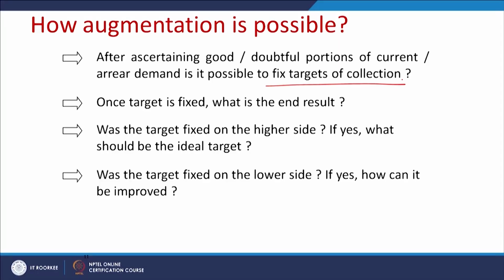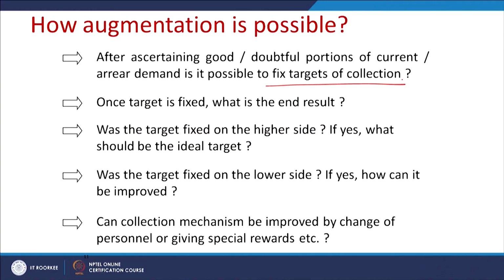Was the target fixed on the lower side? If yes, how can it be improved? If you fix the target on the lower side, your manpower or human resource will be misutilized. They will not be utilized fully, therefore you can enhance your target. So, always fix the target. It is not a one-time job. Every time you have to do it by a kind of trial and error and a continuous feedback mechanism from your team.